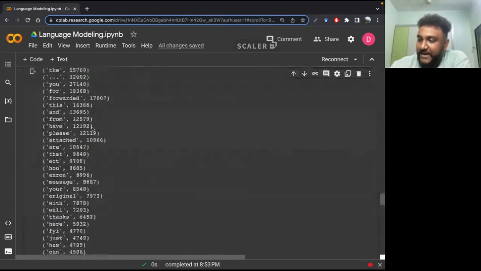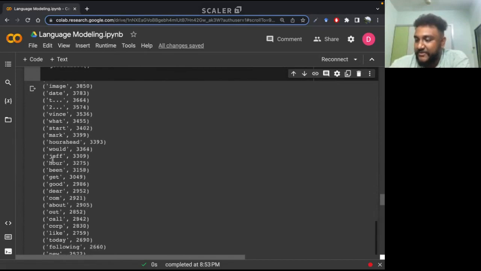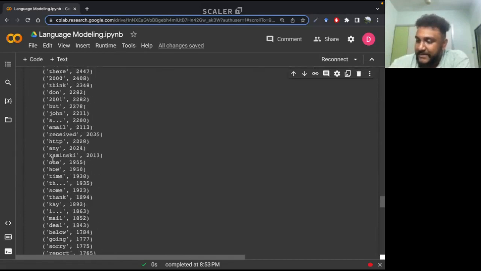Let us sort of go through it. Obviously, the most frequently occurring word is going to be "the". Then you have these ellipses, like these three dots are known as ellipses in English. So this is also quite a lot. Then you have "you", "for", "forwarded", all of these things, right? So this is what the frequency of our data set looks like.